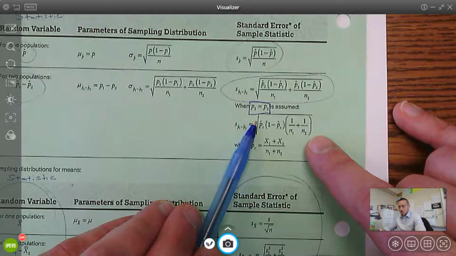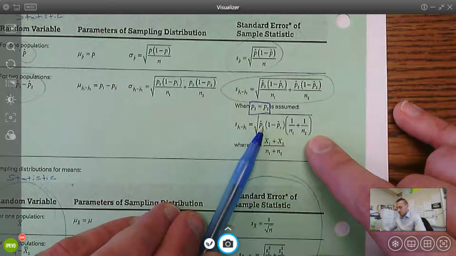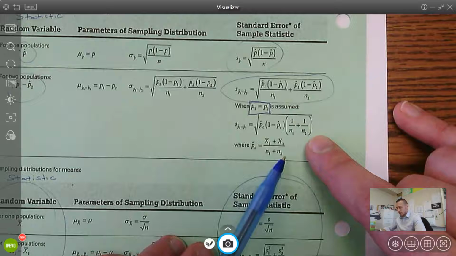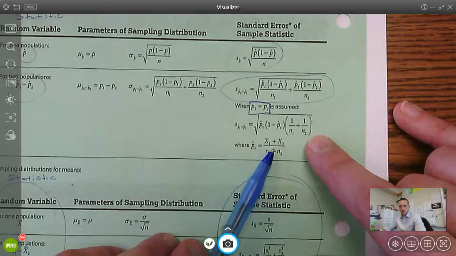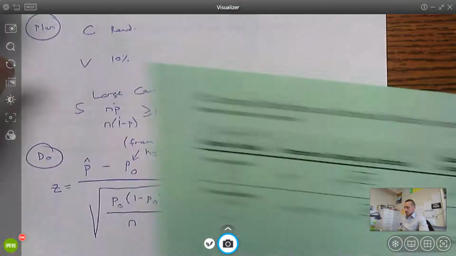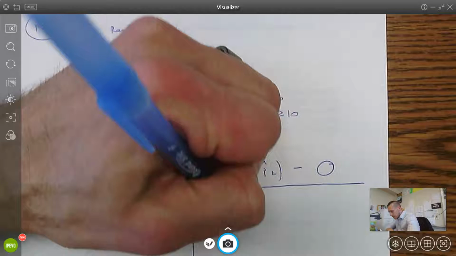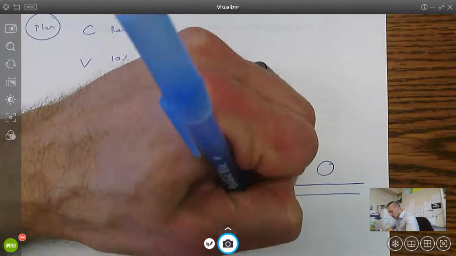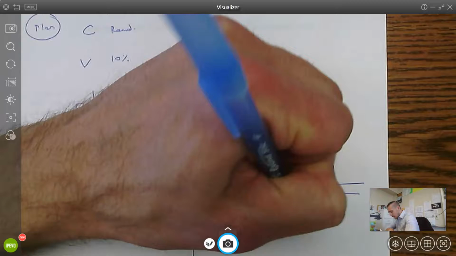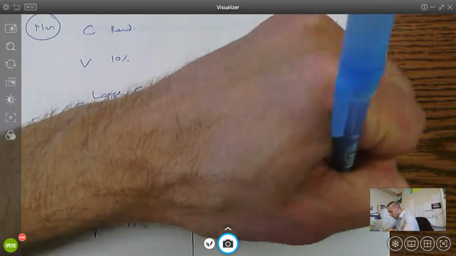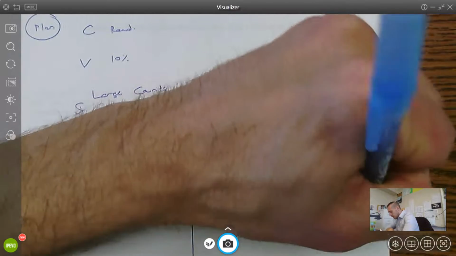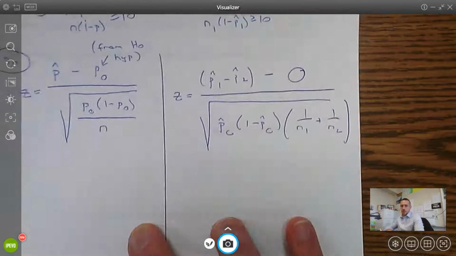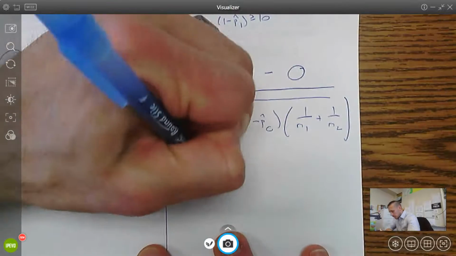And this combined sample proportion comes from taking the number of successes in each group, adding those up, and dividing them by the sample size from each group. All right. So the denominator, my standard error of the statistic, is going to be that formula: the combined proportion times its complement times 1 divided by the first sample size plus 1 divided by the second sample size.